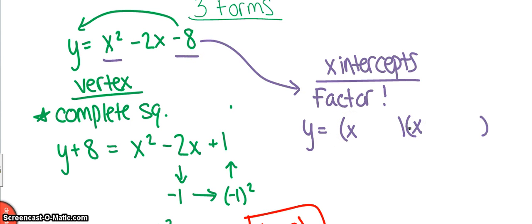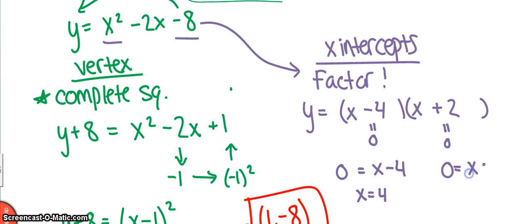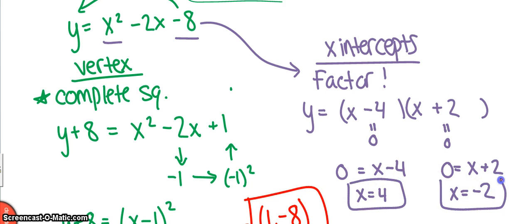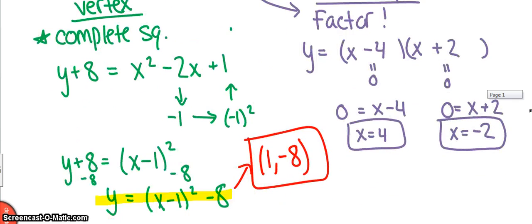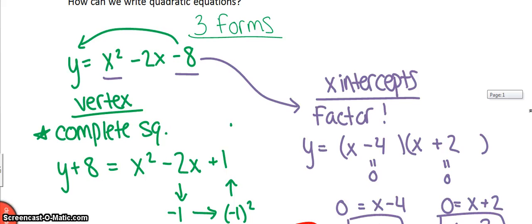So x times x is going to give us x squared, negative 4 and positive 2 is going to give us minus 2x. So by using the zero product property and setting y equal to 0, you can solve for the x-intercepts here. So one is going to be where x equals 4, and the other is going to be where x equals negative 2. So by changing the forms of the standard equation, I can get the vertex and I can get the x-intercepts by going through these processes.